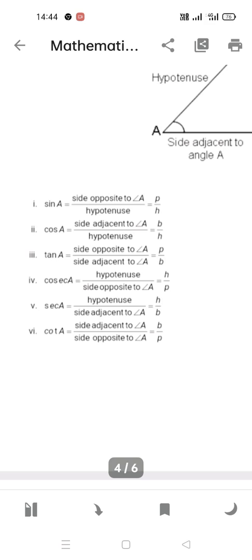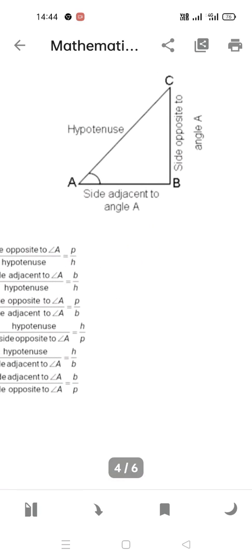Sine A will be your perpendicular upon hypotenuse. Next is cos. Cos is base upon hypotenuse. Next, tan. Tan will be your perpendicular upon base. Cot will be your base upon perpendicular. Sec will be your hypotenuse upon base. And last, cosec will be your hypotenuse upon perpendicular. So these are the 6 trigonometric ratios.